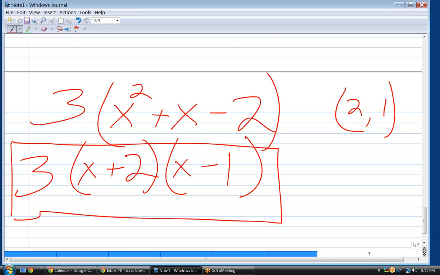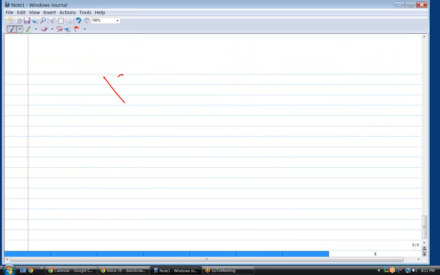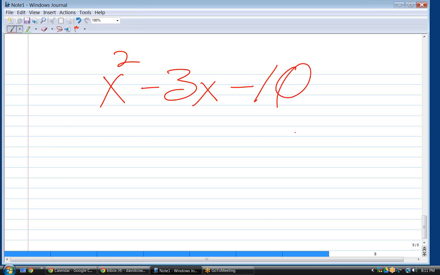Okay? Now, let's go through that process again. Let me give you another one. Let's factor this. First step is to take the x squared and distribute it to be x and x.